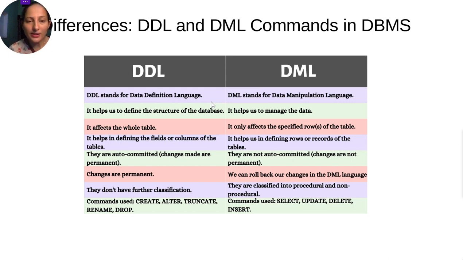There are some differences between DDL and DML. DDL stands for data definition, DML stands for data manipulation. DDL helps us define the structure, whereas DML helps us manage the data. DDL affects the whole table; DML only affects the rows of the table. DDL helps in defining the fields or columns of the tables; DML helps us in defining rows or records of the tables. DDL commands are auto-committed, so changes made are permanent. DML commands are not auto-committed, so changes are not permanent. We can roll back our changes in DML.